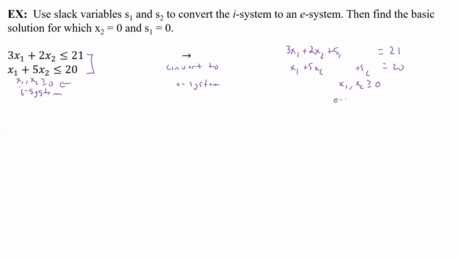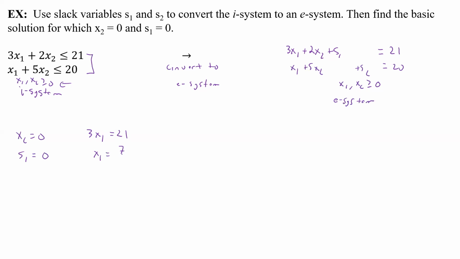So again, let's write the E system here. And so now we know that x2 is equal to 0 and s1 equals 0. So what we can do is plug those values into those two equations and see what we get. So we'll have 3x1 plus x2 is 0, so that goes to 0. s1 is 0, so that goes to 0, so that equals 21. So x1 is equal to what? Well, it's equal to 7.